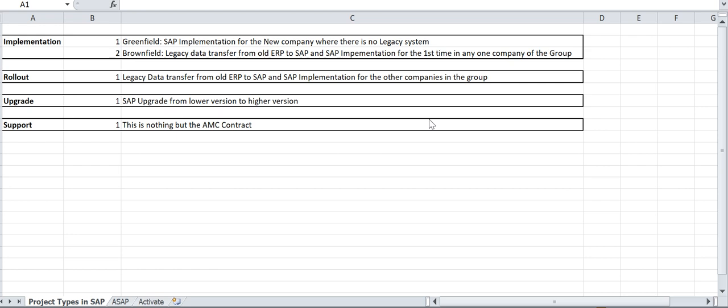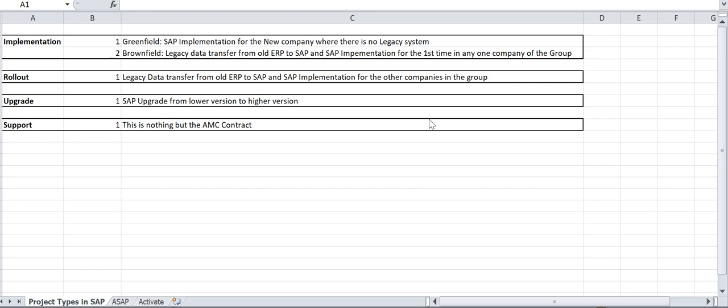So now we come to understand that the implementation project is of two types, greenfield and brownfield. Greenfield means SAP is implemented for the first time and there is no legacy system. Brownfield implementation means there is a legacy system, the company is already operating with some older ERP and now it has planned to move into SAP, and within the group of companies this is the first company for which SAP is being implemented.